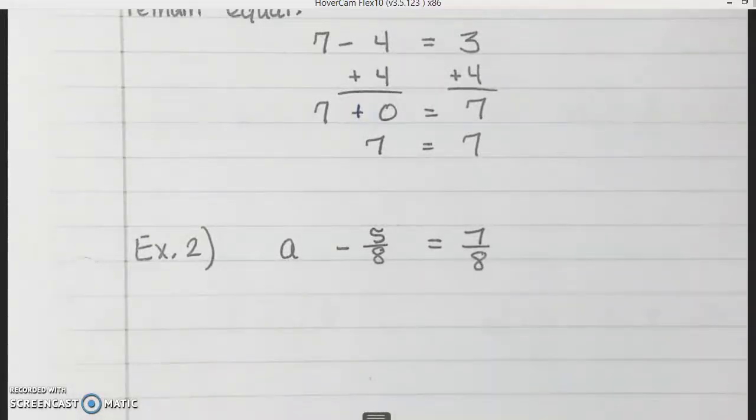So if you'll notice in example 2, we have A minus 5/8 equals 7/8. Now the nice thing about this one is we already have a common denominator, so that's going to make it a little bit easier. That won't always be the case, and you'll see that when we start working in a little while.